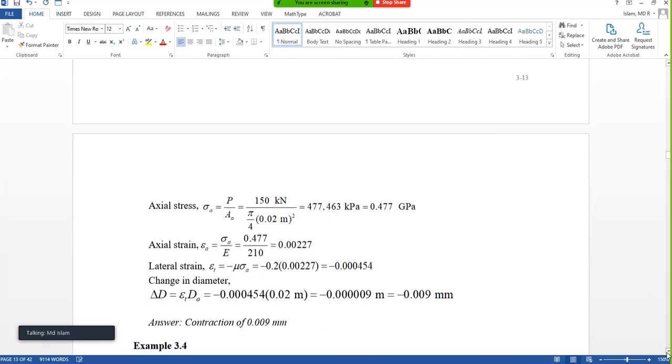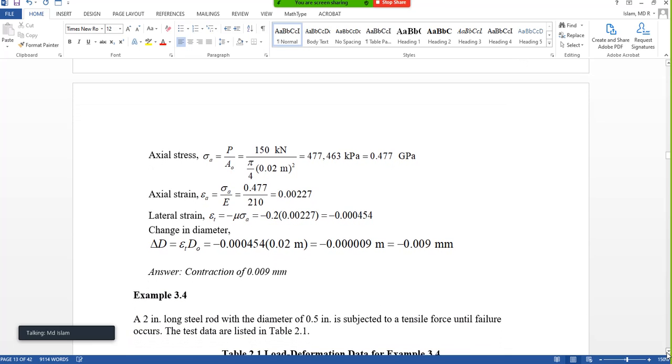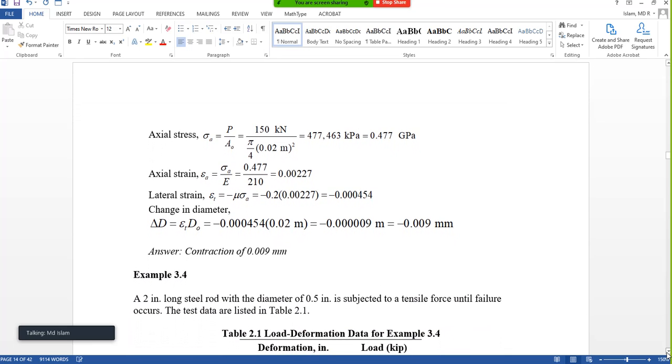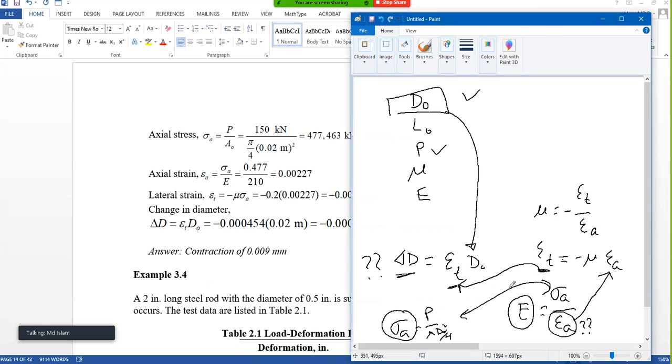First they calculated axial stress, then axial strain. Same procedure, but here they found axial stress. But my question is, how do I know I need axial stress? The book language is typically polished. You will not see so much going here and there. The book always says something polished, but in real life we need to think about it this way.